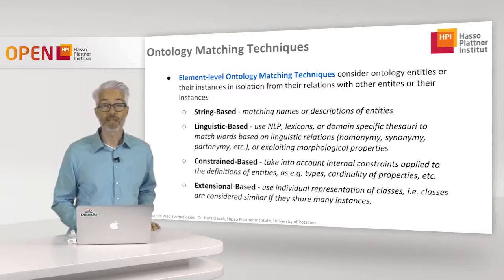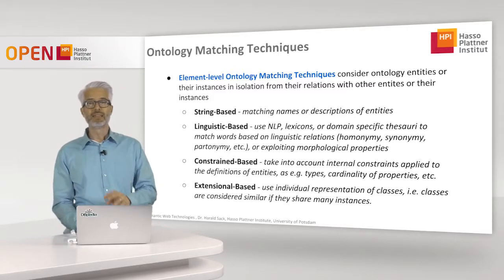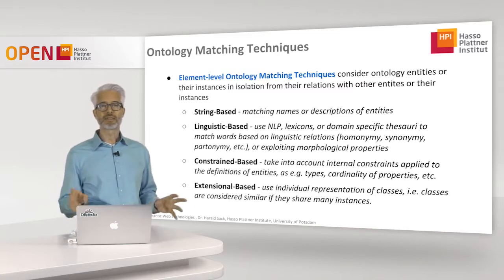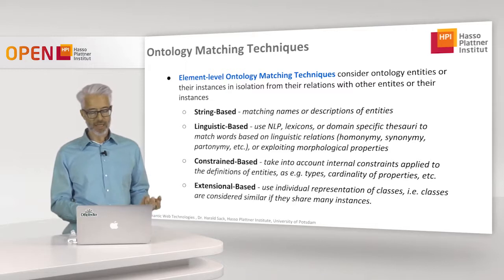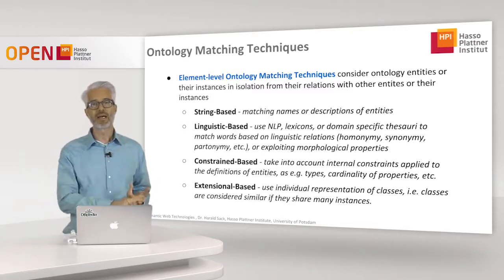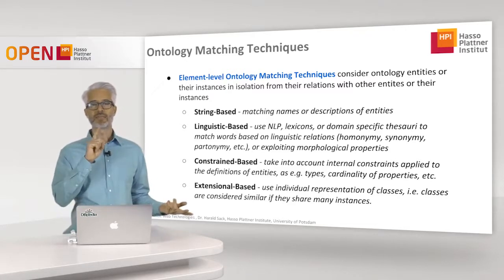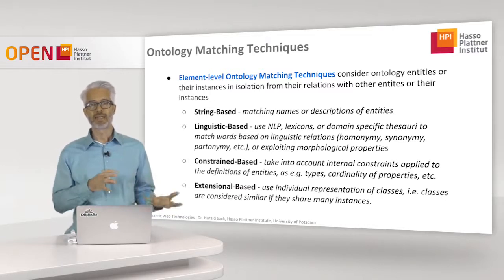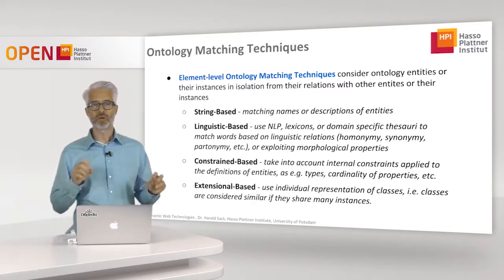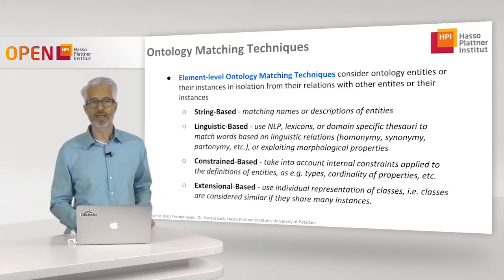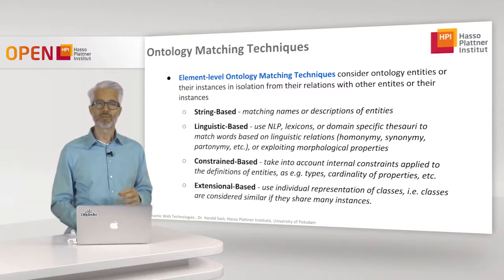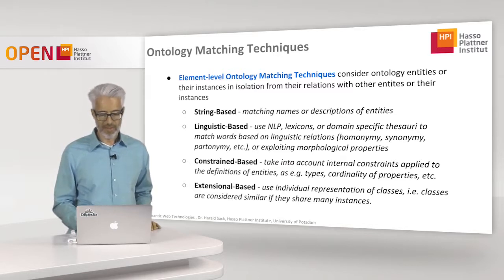Then there are constraint-based techniques. They take into account internal constraints that are applied to the definitions of entities. So, for example, they look: do the entities have the same type or a similar type? Do the entities have cardinalities that are somehow imposed on properties, or cardinality restrictions that hold for the definition of classes? And if this is the same, then you have here a constraint-based mapping.